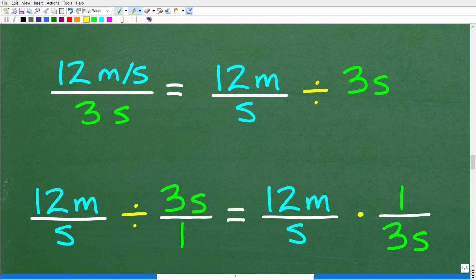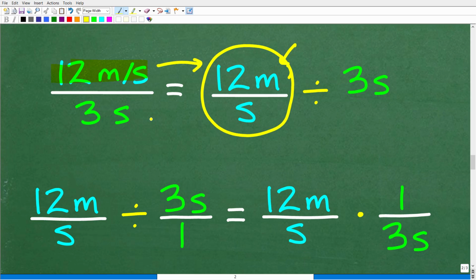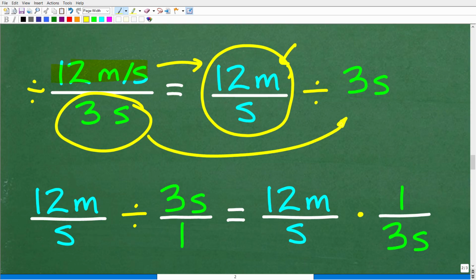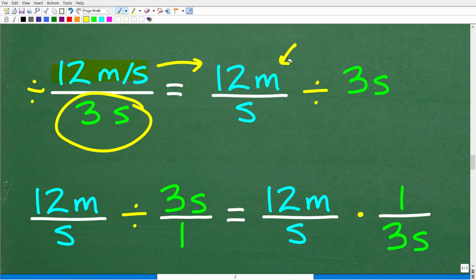Okay, so our numerator here is 12 meters per second. So that means what? Well, that means 12 meters per 1 second. All right, so we're going to write this way. So this is our numerator, and we're going to divide 12 meters per second by 3 seconds. Okay, so we're going to write this fraction this way. 12 meters per 1 second divided by 3 seconds.